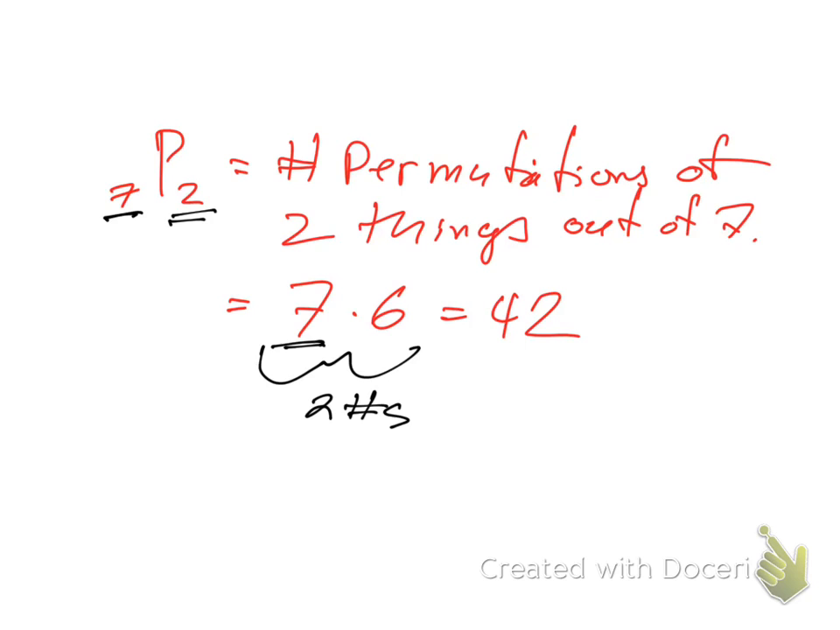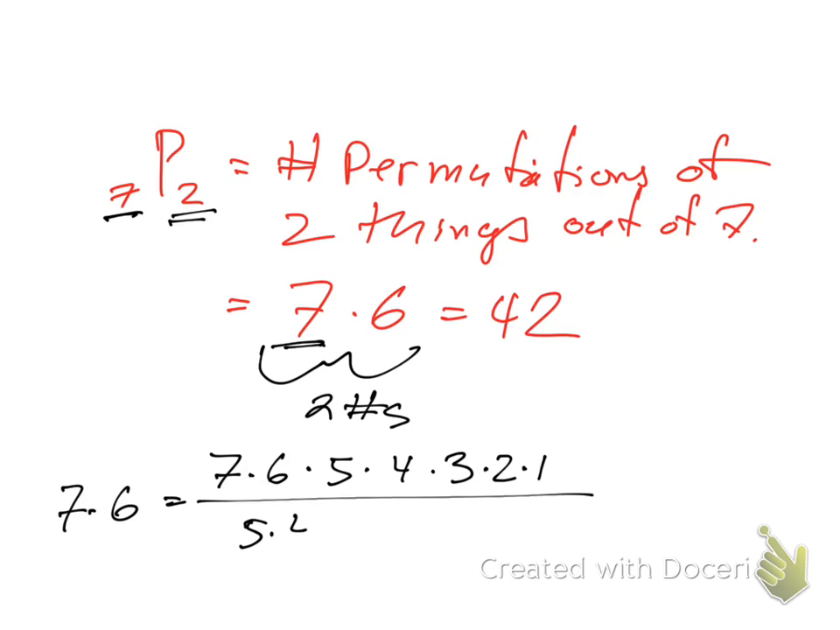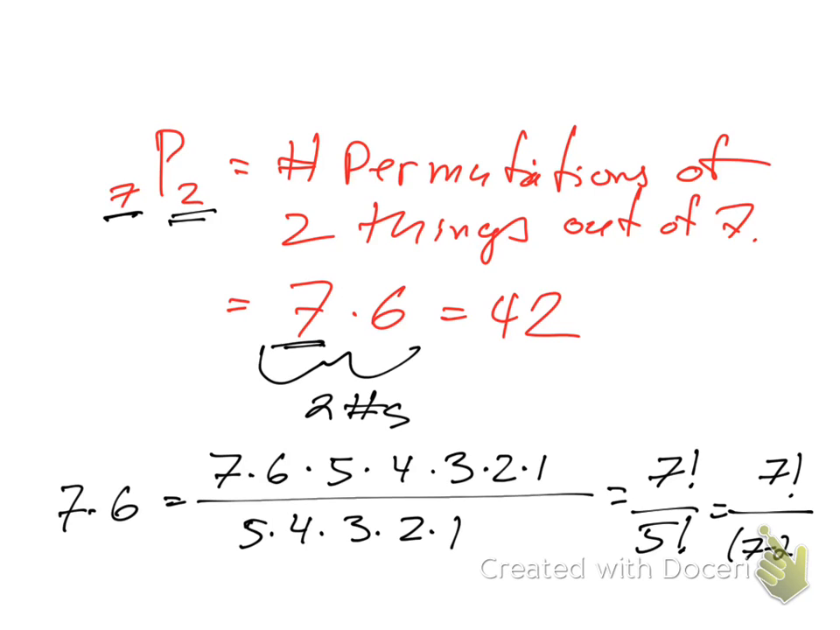But another way to think about this is that 7 times 6 is 7 times 6 times 5 times 4 times 3 times 2 times 1 divided by 5 times 4 times 3 times 2 times 1. And that seems like a convoluted way to do it, except that then you can see that this number is 7 factorial over 5 factorial, and that you can actually write that as 7 factorial over 7 minus 2 factorial.